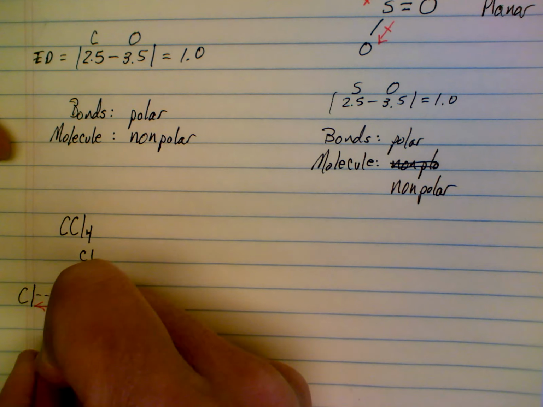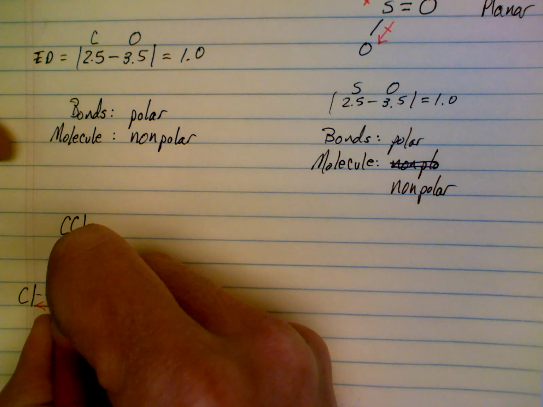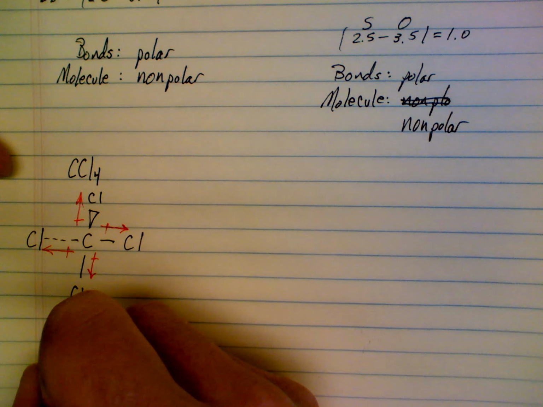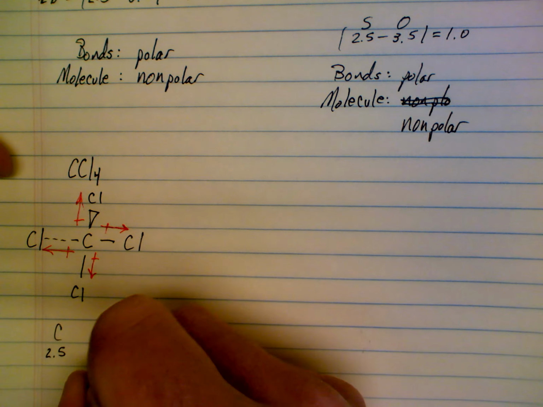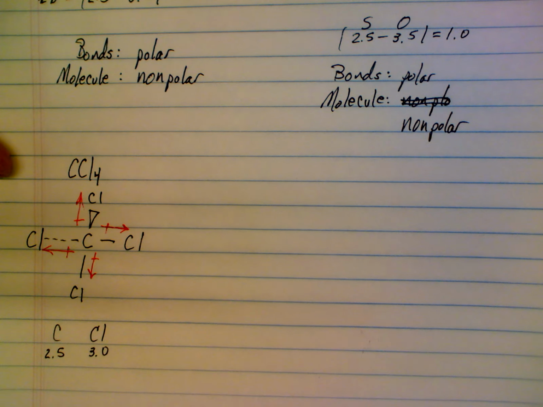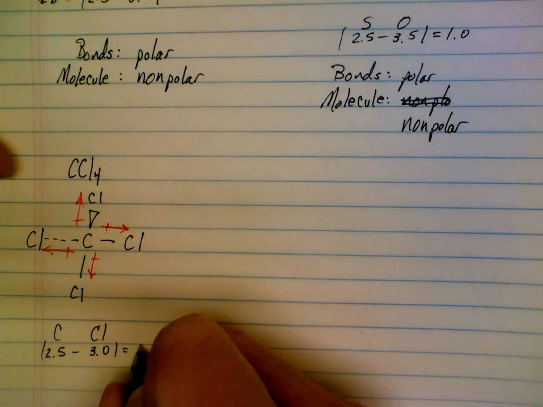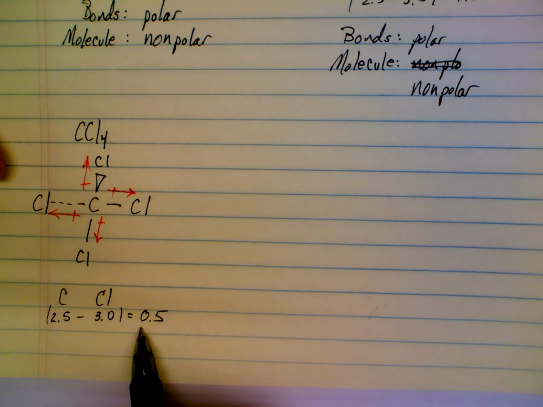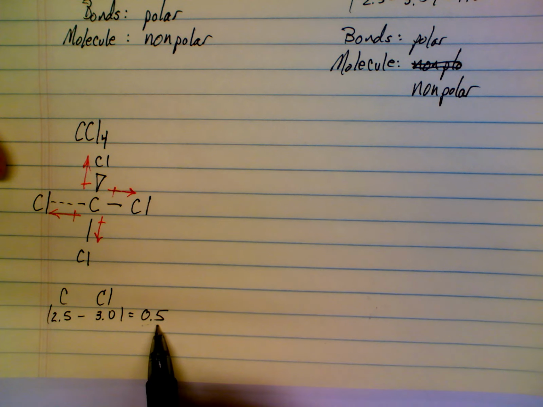all four directions as such, because the electronegativity difference here is, carbon is 2.5, chlorine is 3.0, and the electronegativity difference is going to be equal to 0.5. Now, when we're considering 0.5, 1.7 and 0.5 are going to be inclusive for a polar bond. So, stated another way, 0.4 or less would be nonpolar.